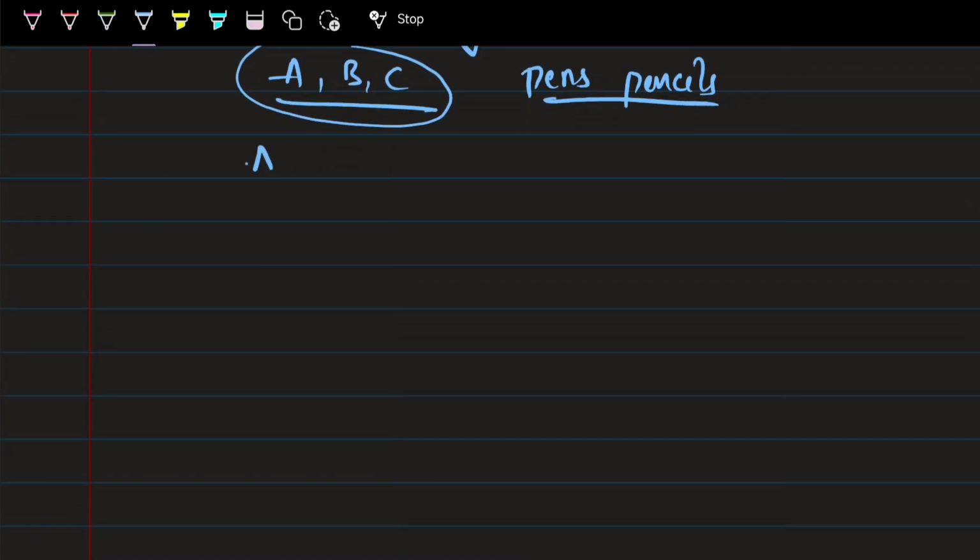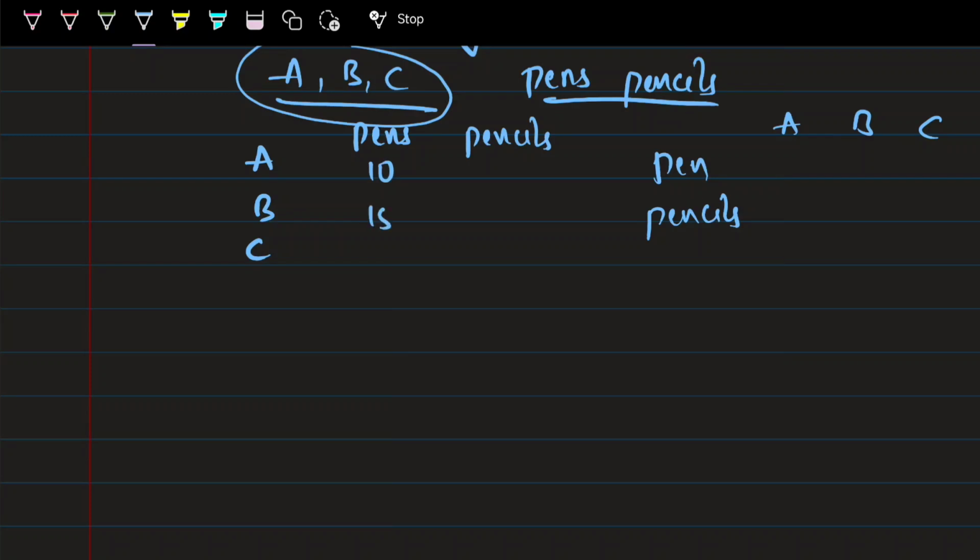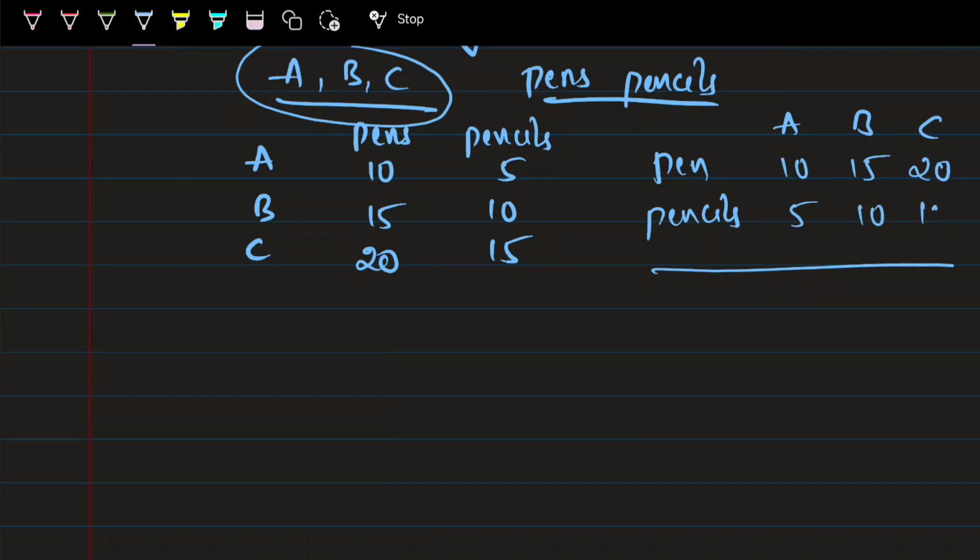You will be writing their names in the vertical manner, and you'll be writing what they have got in the horizontal manner, or you'll be writing what they have got in the vertical manner and their names in the horizontal manner. So this is how you represent, right? So suppose that A has got 10 pens, B has got 15 pens, C has got 20 pens. A has got 5 pencils, B has got 10 pencils, C has got 15 pencils. The same data can also be represented in this form, that is 10, 15, 20, 5, 10, 15, right?